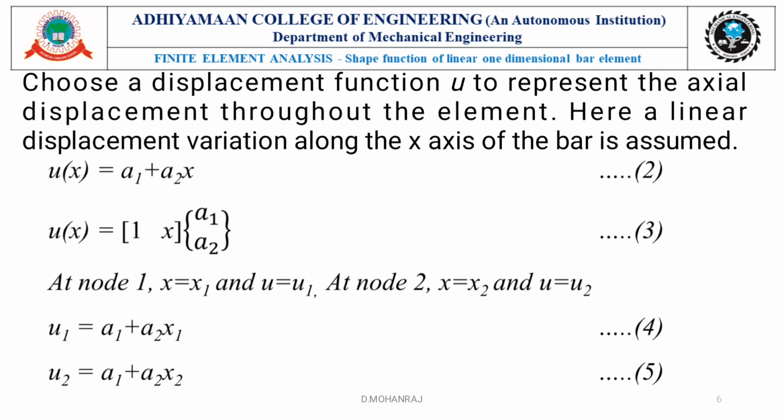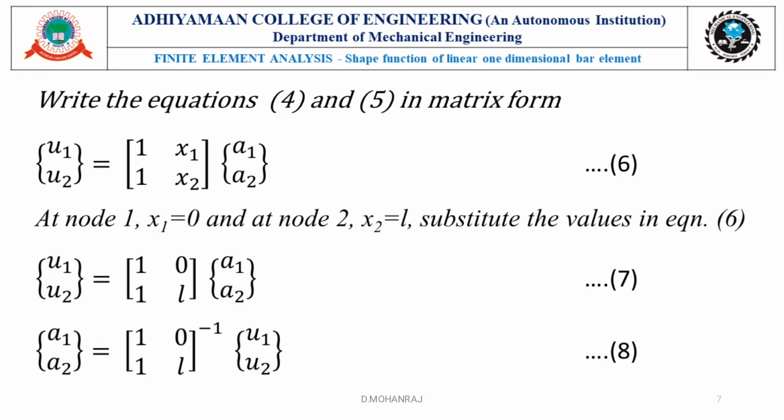Therefore, if we substitute these coordinate values and the displacement field in equation 2, we get u1 is equal to a1 plus a2x1 and u2 is equal to a1 plus a2x2. Now if we write the two equations in matrix form, we get the matrix given by equation 6: [u1 u2] is equal to [1 x1; 1 x2] multiplied by the vector [a1 a2].